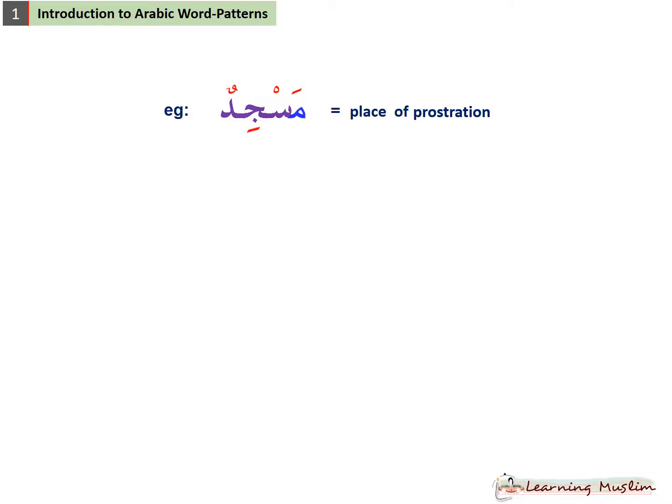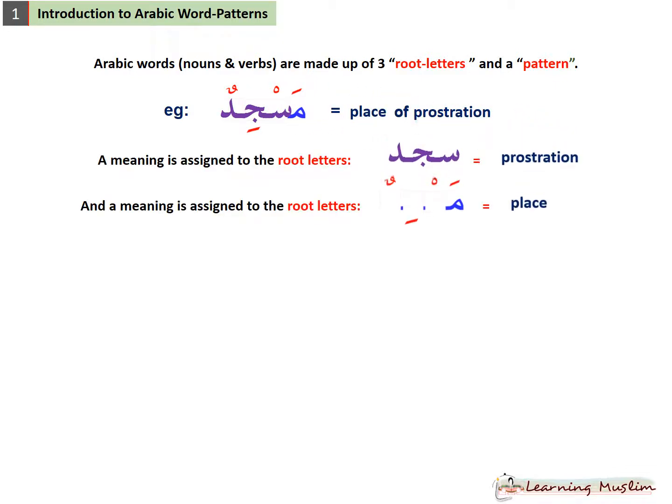So we have an example there of a word, masjidun. It has the meaning of place of prostration. Okay, so Arabic words, nouns and verbs, are made up of three root letters and a pattern. So every word in Arabic, three root letters and a pattern. So let's look at what we mean by that.